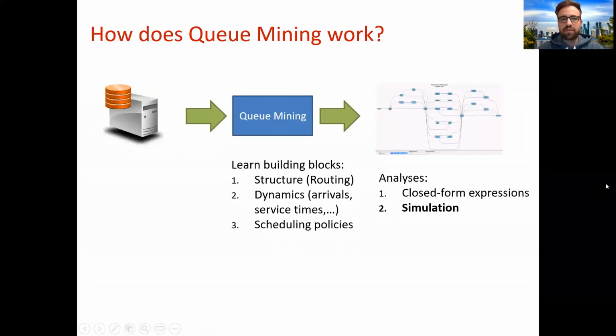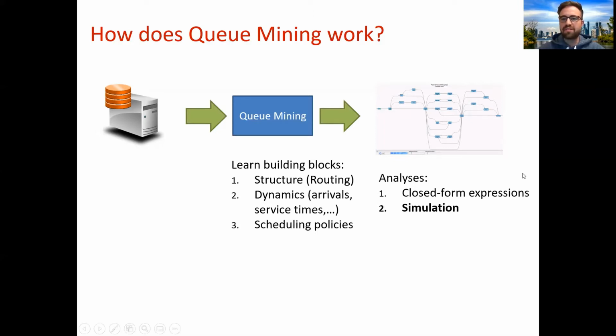So how does queue mining work? Queue mining starts by learning the building blocks of the queuing network. Its structure, as you saw before, meaning its routing. For example, if it's Markovian routing, then learning its transition matrix. The dynamics of the system, i.e. the arrival process, the service times, the relationship between arrivals and service times, and so on. The scheduling policies, how I am prioritizing my patients, and so on.